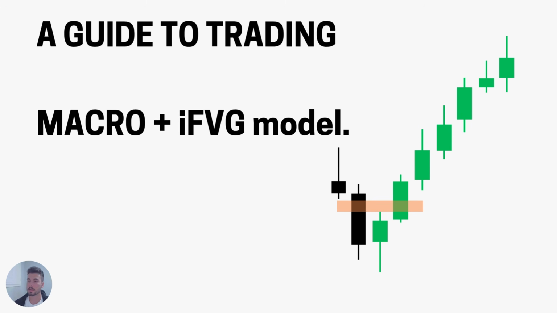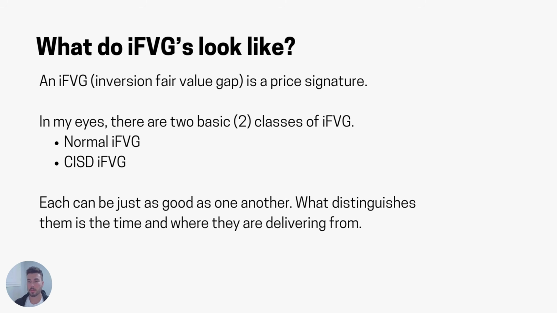I want to talk about two things: macros, inversions, and how to pair them together. A lot of people ask me, "Ruben, what is a good inversion fair value gap?" And I say, really, there's different types. There's different types of macros, there's different types of inversions, just like there's different types of PD arrays that ICT teaches. An inversion fair value gap is simply a price signature. I've tried to make this PowerPoint as simplistic as possible, just getting the main points out there that you can use to study in the future.